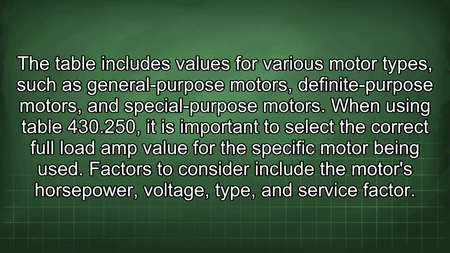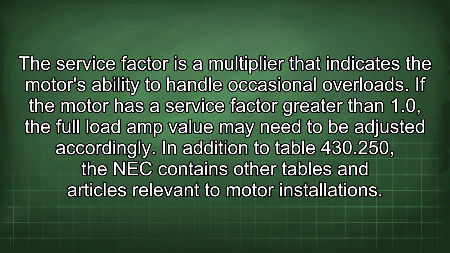The table includes values for various motor types, such as general-purpose motors, definite-purpose motors, and special-purpose motors. When using Table 430.250, it is important to select the correct full load amp value for the specific motor being used. Factors to consider include the motor's horsepower, voltage type, and service factor. The service factor is a multiplier that indicates the motor's ability to handle occasional overloads. If the motor has a service factor greater than 1.0, the full load amp value may need to be adjusted accordingly.